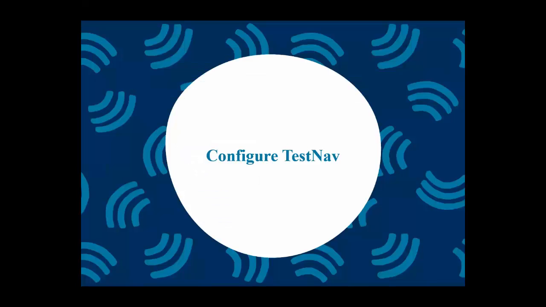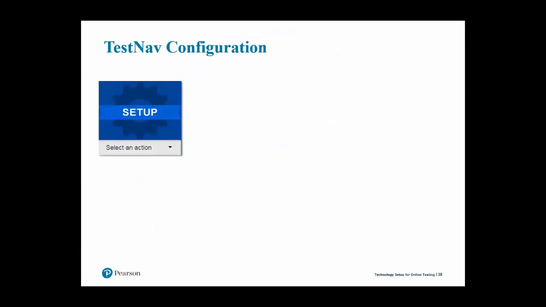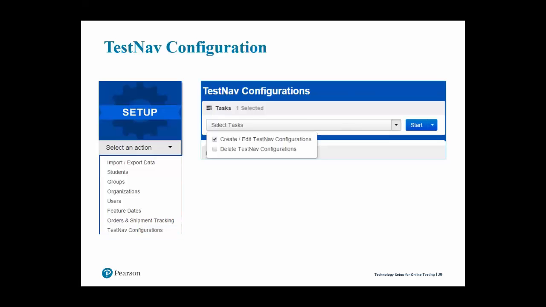Okay, so now let's go into configuring TestNav. After you've designated your Proctor caching computer, you'll enter some information in the TestNav configuration screen. So let's take a look at that here. In the assessment management system, under Setup, you're going to select TestNav configurations. Then you'll select the task drop-down, select create, edit TestNav configurations, and then Start.